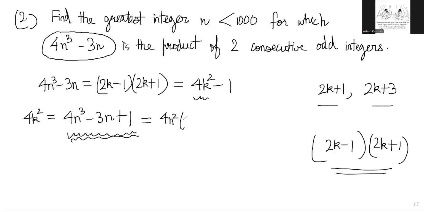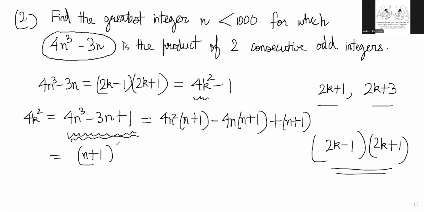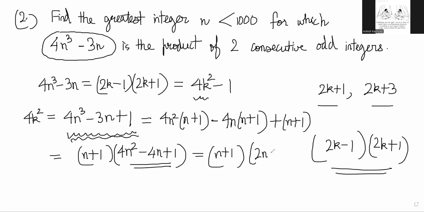So you get 4n square times n plus 1, and plus 4n square, so minus 4n times n plus 1, minus 4n, so you get plus n plus 1. So clearly we are able to factorize this, and we are getting n plus 1 common and 4n square minus 4n plus 1. And notice that this is a perfect square. So this is becoming n plus 1 times 2n minus 1 whole square, right? And that is equal to 4k square.